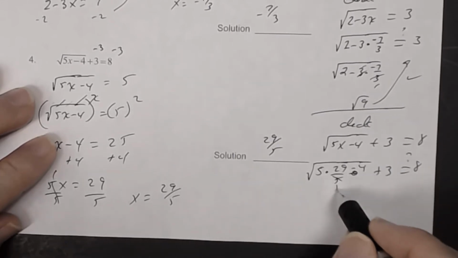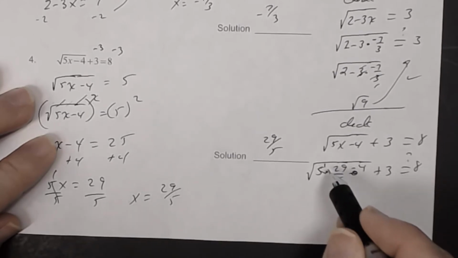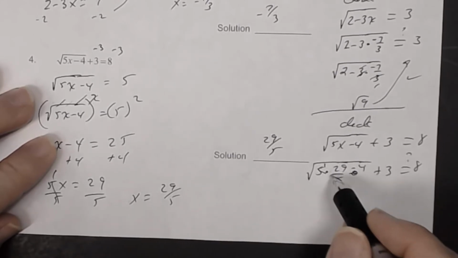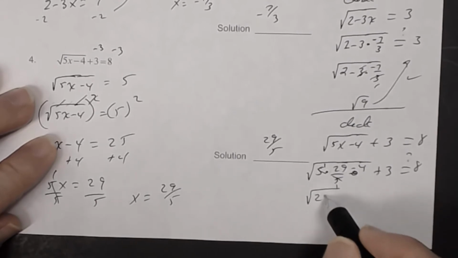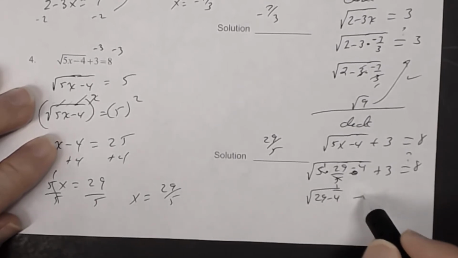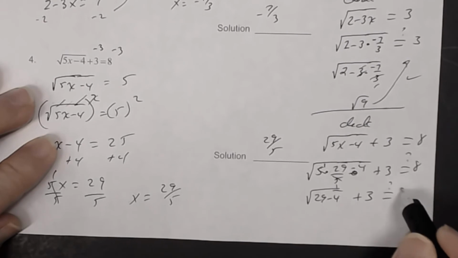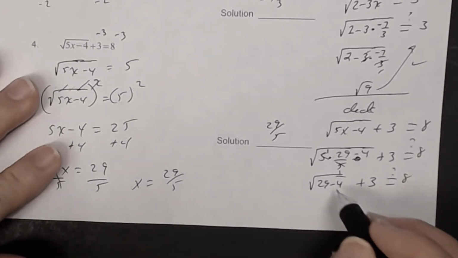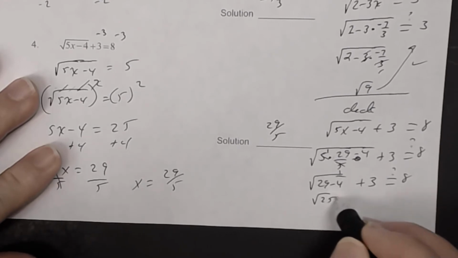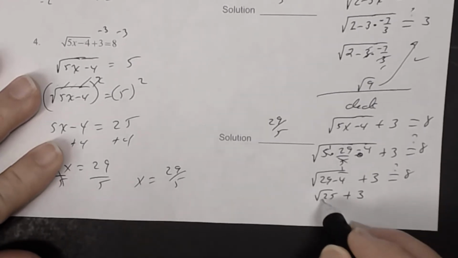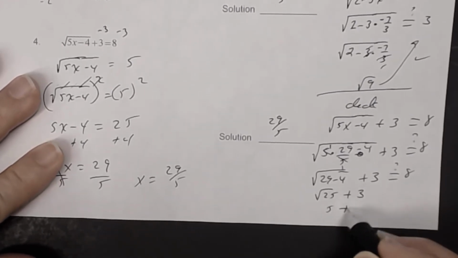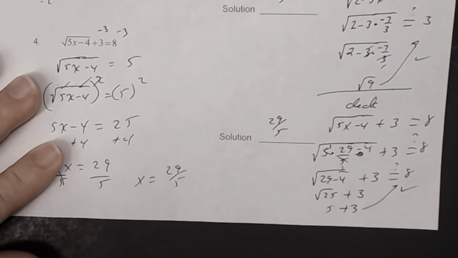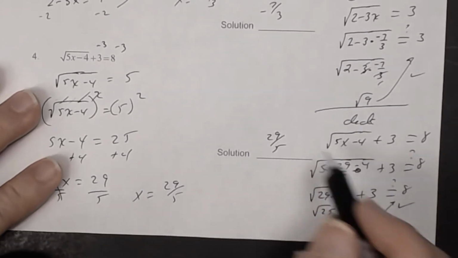All right, so the 5's divide out. So what's 1 times 29? 1 times 29 is 29. 29 minus 4, right? So I get the square root of 29 minus 4 plus 3, and we'll see that's going to equal 8. Well, what's 29 minus 4? 29 minus 4 is 25. So it becomes the square root of 25 plus 3. The square root of 25 is 5, and is 5 plus 3 equal to 8? Yes. Okay, so 29 fifths is correct.